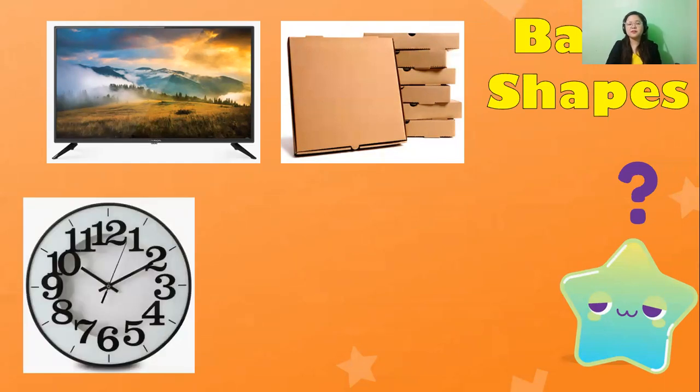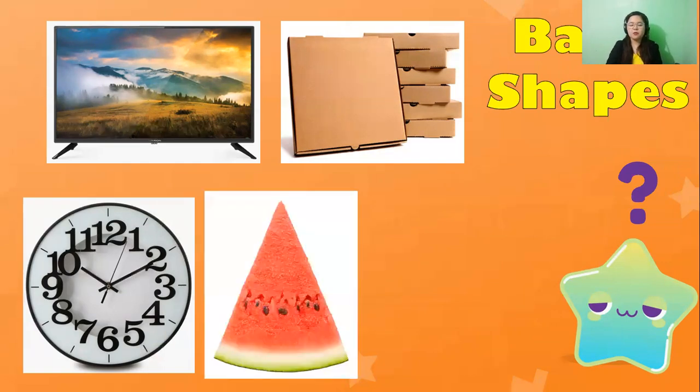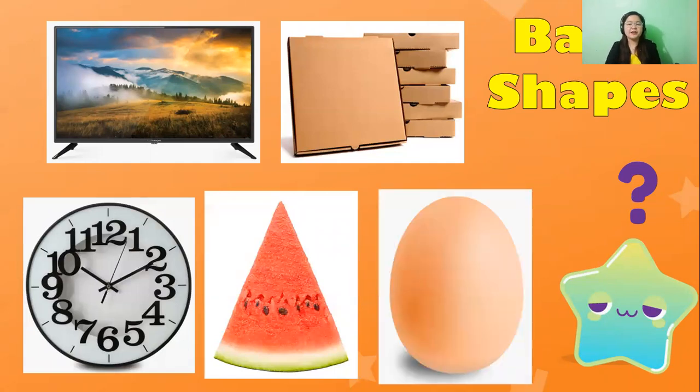A circle. Circle has no sides or corners. We have a triangle. A triangle has three sides and three corners. And lastly, an oblong, which is a stretched circle. Let's recall what are the 5 basic shapes. We have rectangle, square, circle, triangle, and oblong.